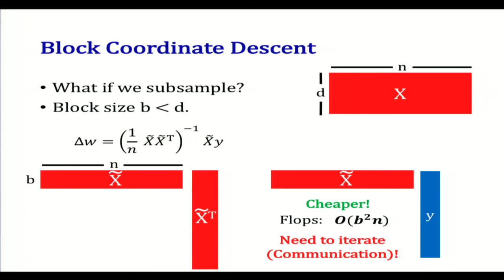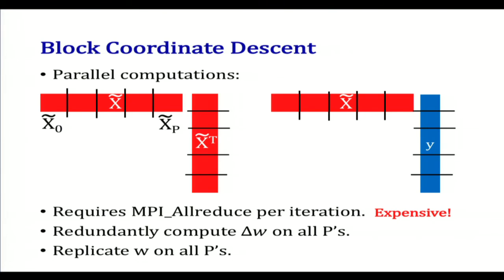So this is an iterative algorithm now. And so that should set off alarm bells because iterative means communication in the parallel case. So we want to try to minimize that, right? OK, so let's look at the parallel computations, though, just to kind of drill home the computational phase. So recall that we're going to compute this b by n matrix-matrix product.